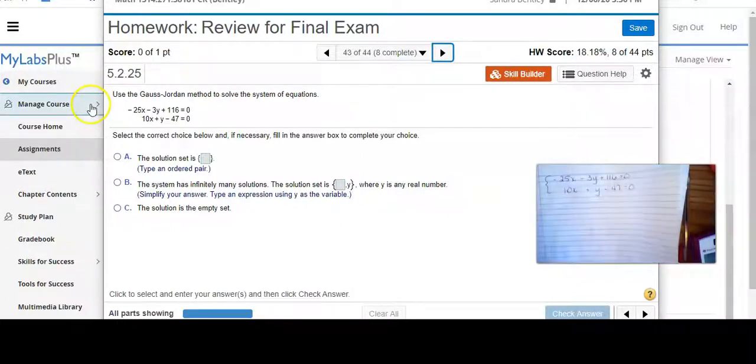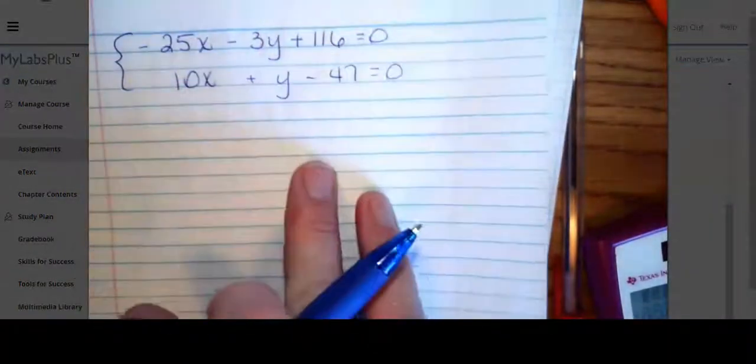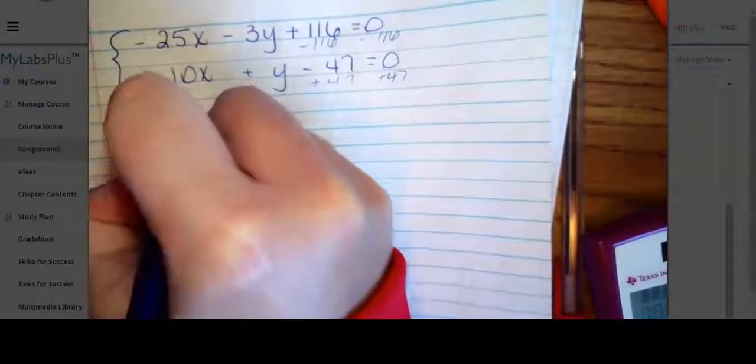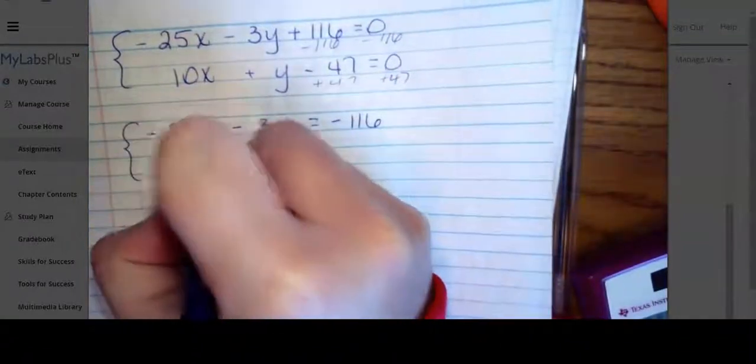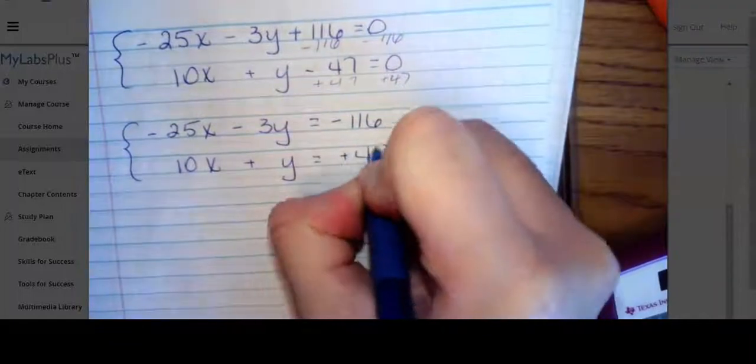So the first thing I'm going to do is move my constants to the other side so that I've got an x column, a y column, equals my answers. So I'm going to subtract 116 and add 47 and rewrite. So what I have now is negative 25x minus 3y is negative 116. What I have on the bottom row is 10x plus a y is positive 47.